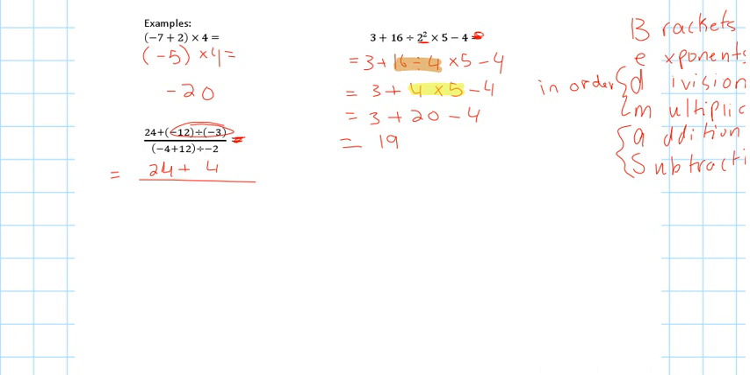How about the bottom? Where do I start from the bottom? The bracket. So I have to simplify inside my brackets, right? So what's negative 4 plus 12? 8. Divided by negative 2. Okay? So for the bottom, I have to simplify my brackets to give me 8.